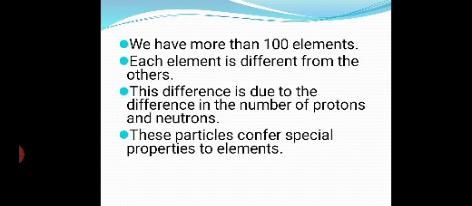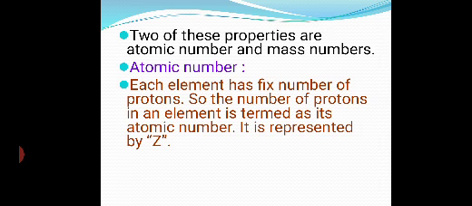And we already know that there are more than 100 elements, and each element is different from other elements. Today we are going to discuss why each element is different from one another. The difference is due to the difference in the number of protons and neutrons. So these particles confer special properties to an element. Two of these properties are atomic number and mass number.